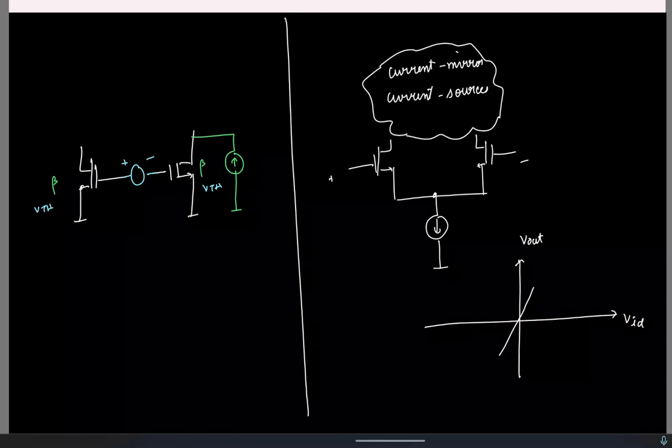Okay. Now let's say there is mismatch in the transistors, and for simplicity, if you assume threshold voltage mismatch between these two guys, we saw we can model it as though the transistors were matched, but you have some voltage source in series. So how do you think the curve will now change?